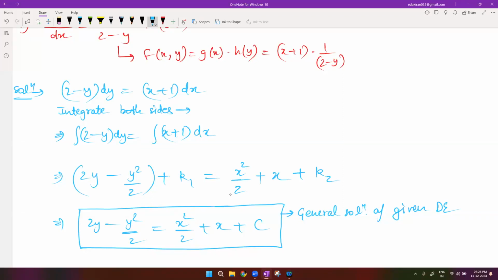This is how we can solve a variable separable form pretty easily. Just separate the x from y, take all the x with dx, take all the y with dy, integrate both sides. You know the basic integration. Integrate and find the answer.